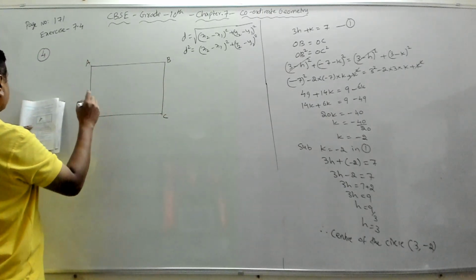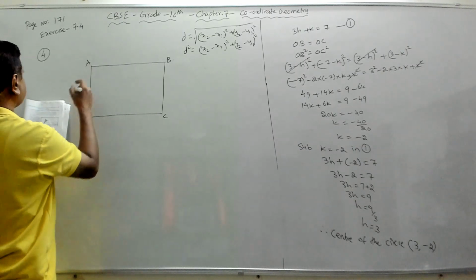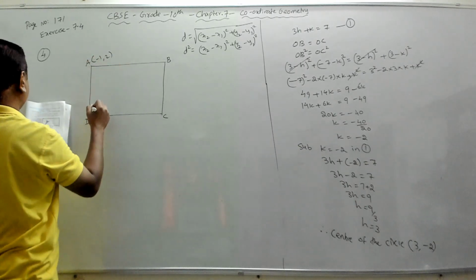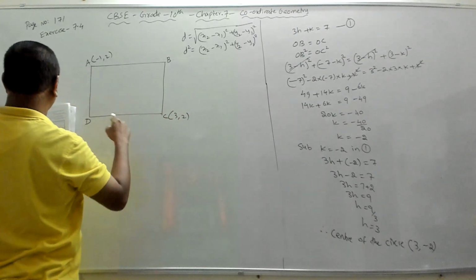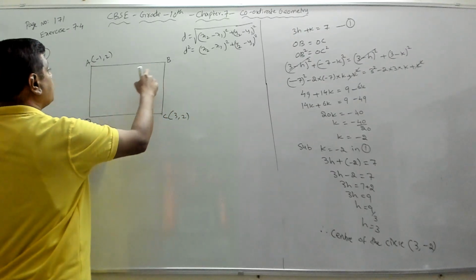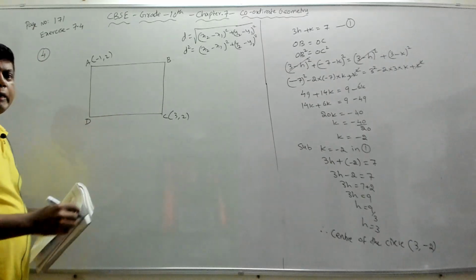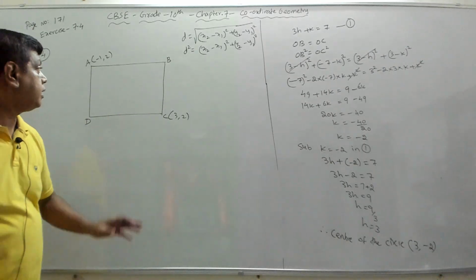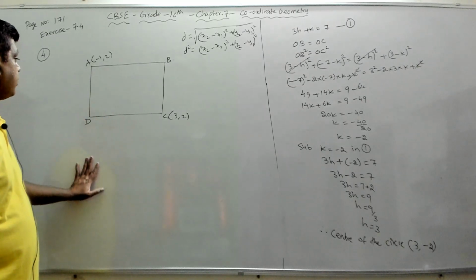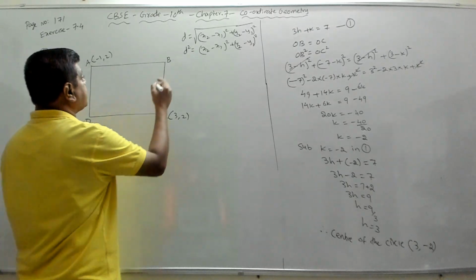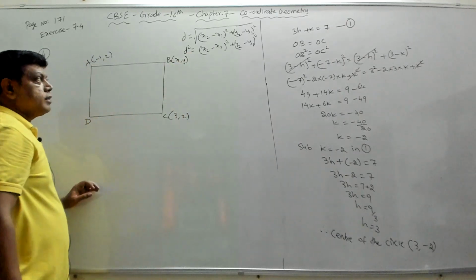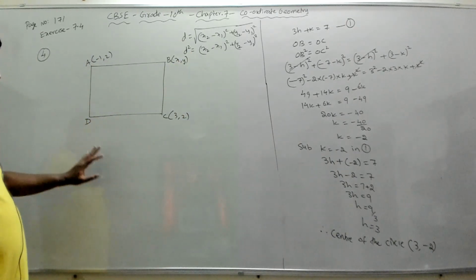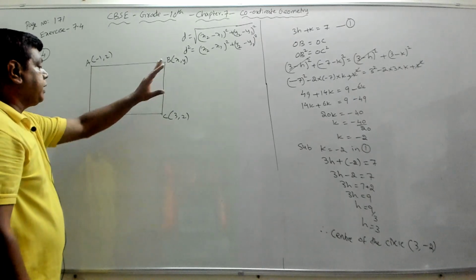So two opposite vertices are given, which means we'll take this as minus 1 comma 2 and this is 3 comma 2. Now we have to find the coordinates of the other two vertices. We have to find what is B, what is D. So we'll first take this B as x comma y. We don't know B, we are taking it as x comma y. Right? We'll calculate D also, but we'll take B.